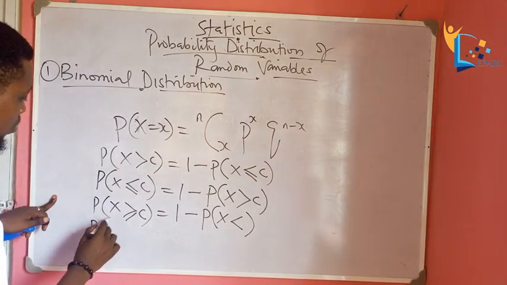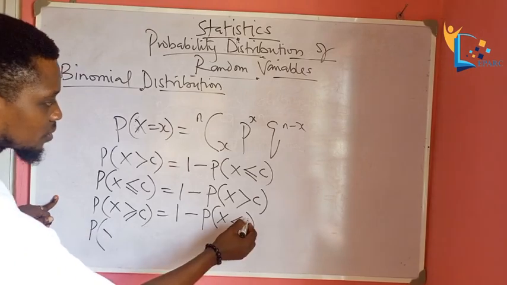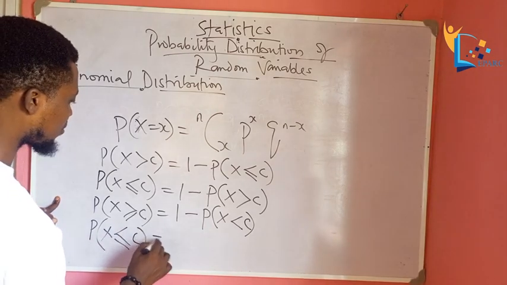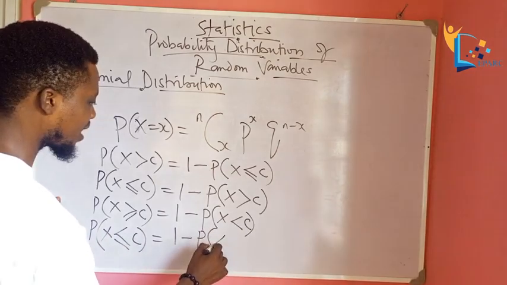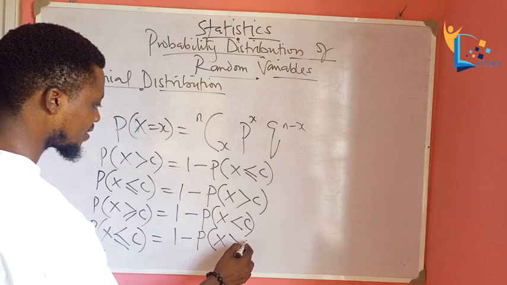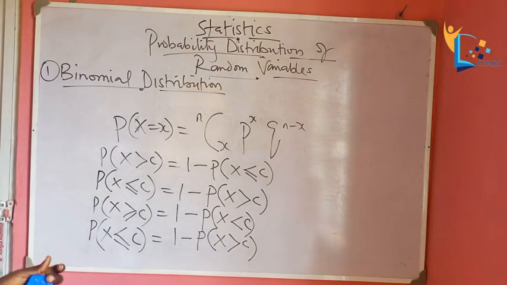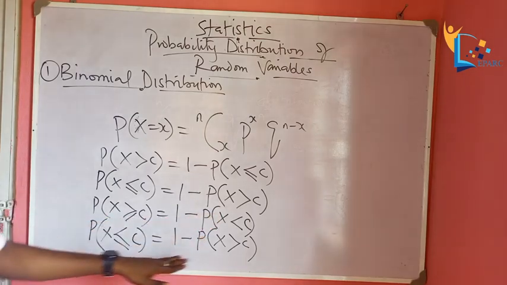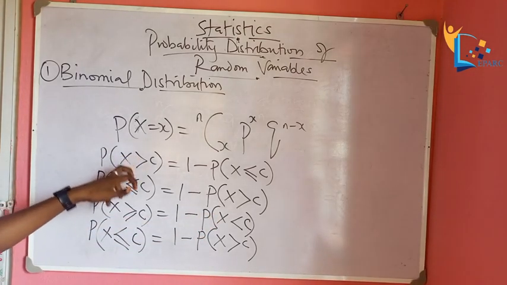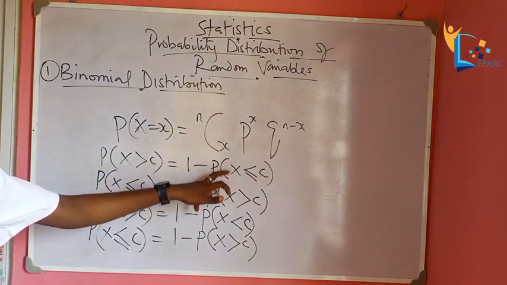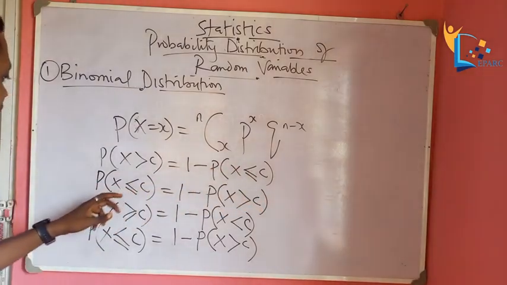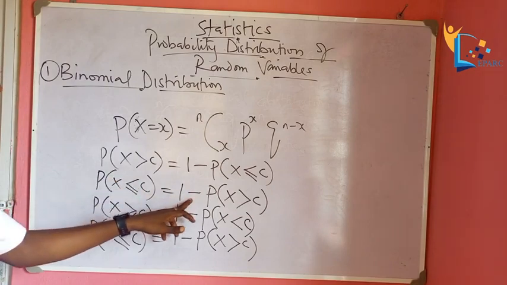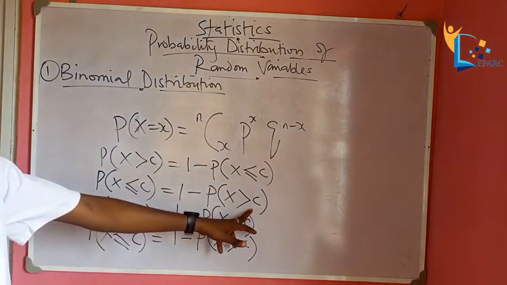Okay, let's have another one. P(X ≤ C) is the same thing as saying 1 minus P(X > C). Are we together? So this is the same thing as this. P(X > C) is the same thing as 1 minus P(X ≤ C). Then P(X ≤ C) equals 1 minus P(X > C), okay?